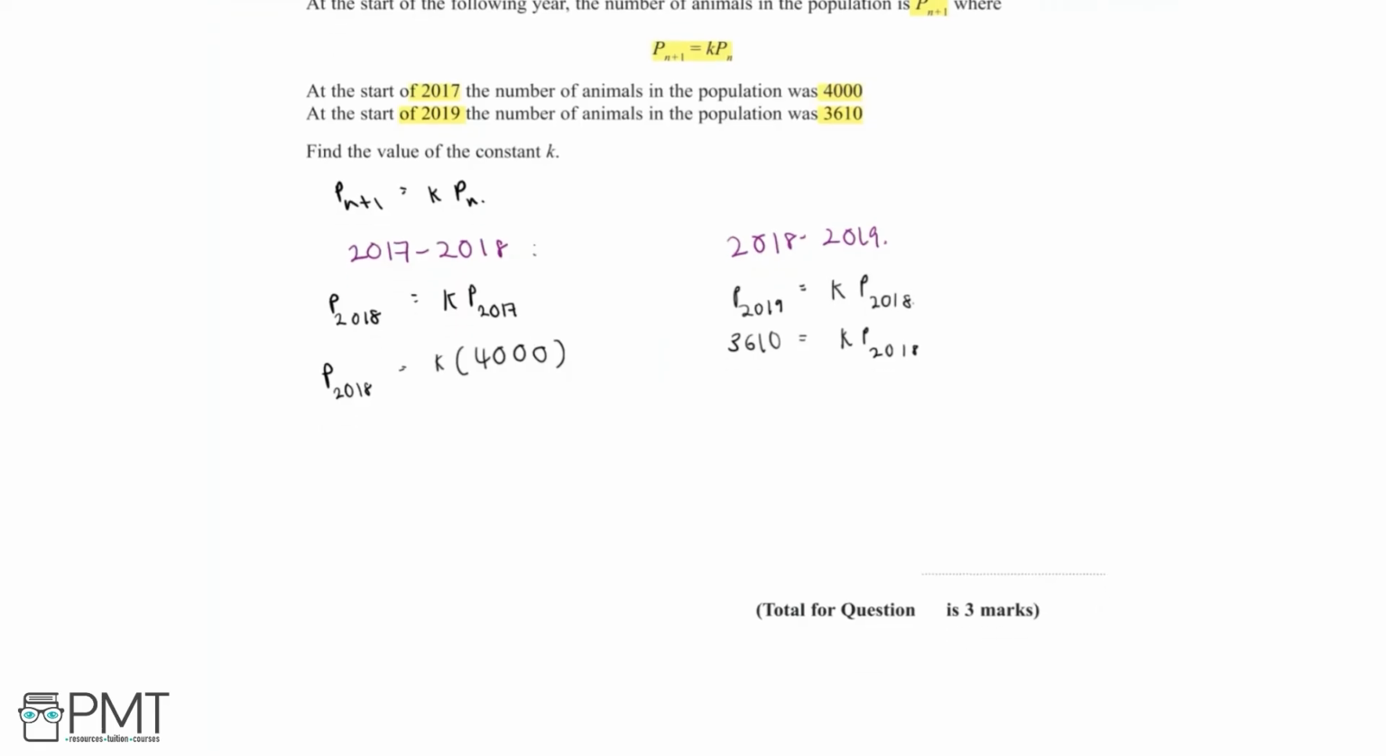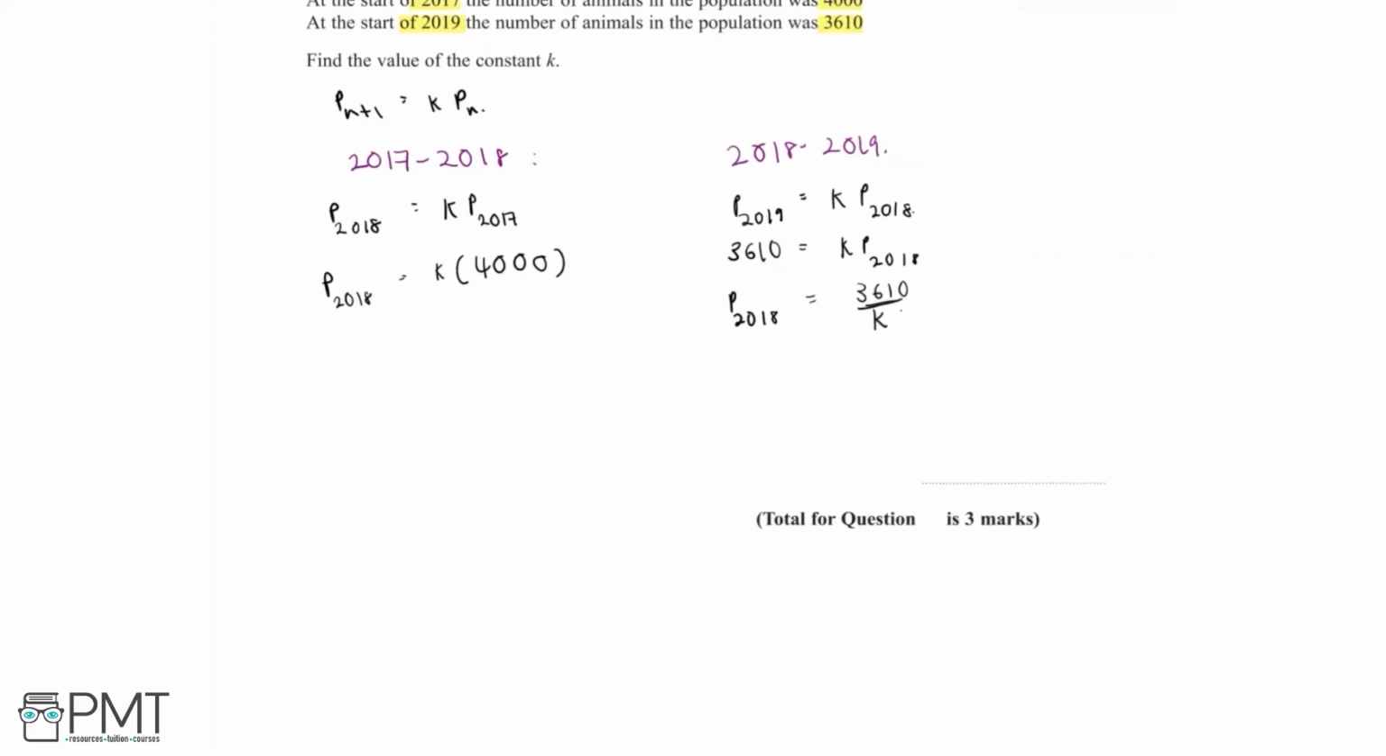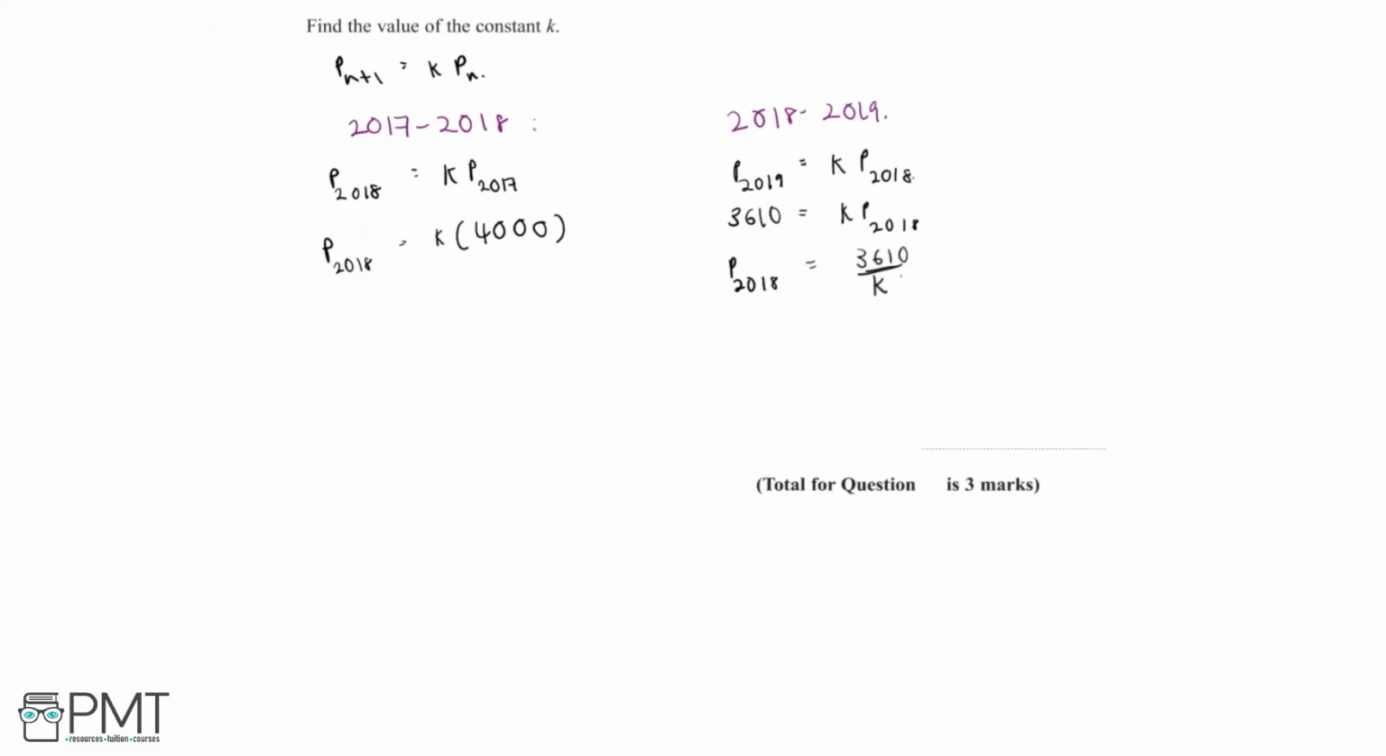For example, by making population 2018 the subject on this side, we can say that the population in 2018 was 3,610 divided by K. And so, we have two equations here. Population 2018 was 4,000K, and the population 2018 was 3,610 divided by K. Now, these populations are equal, because the population in 2018 would be the same regardless of which formula it's in. And so we can say that 4,000K is equal to 3,610 divided by K.